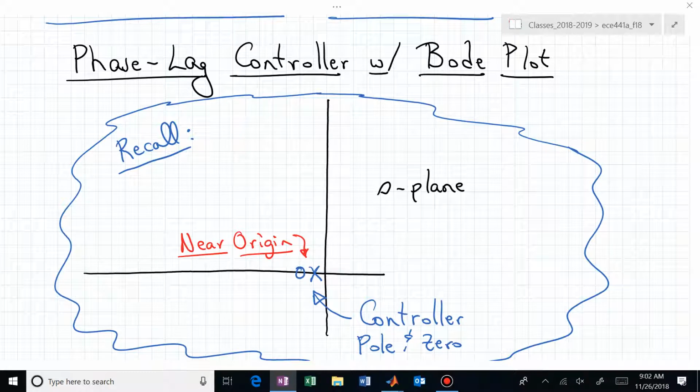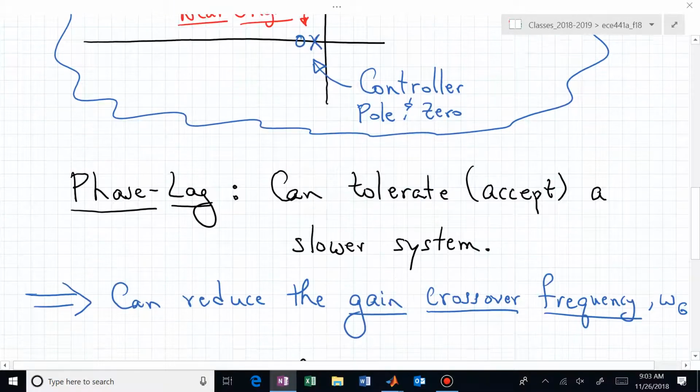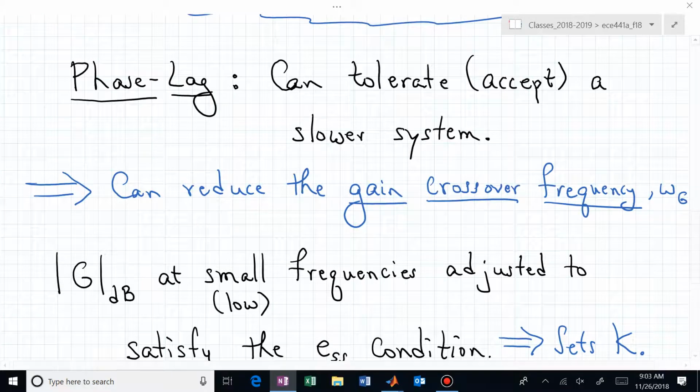With a phase lag controller, both your pole and 0 are close to the origin, and really what we're playing with is this ratio, or the distance between the pole and the 0. How do they now differ in terms of their location? But they're basically very close to one another. That's the picture in the complex S-plane.